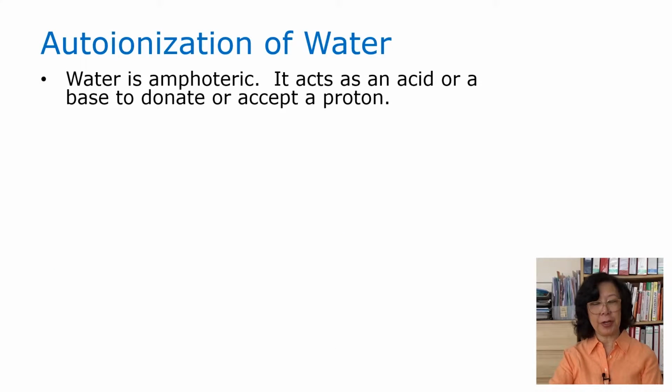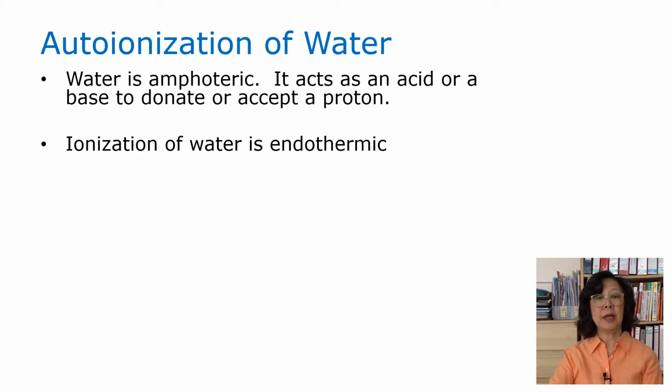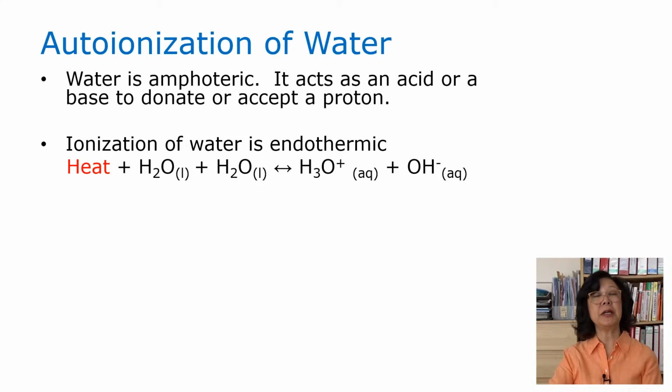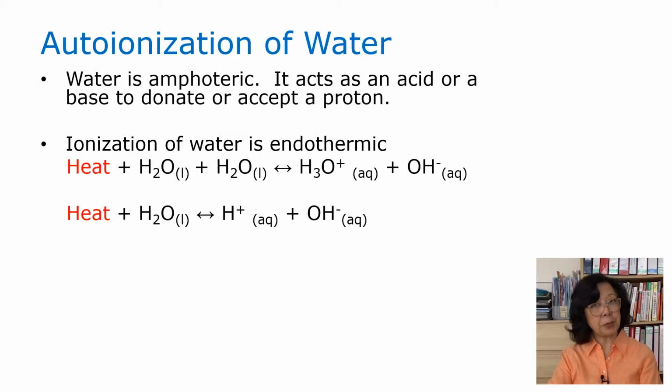Water is amphoteric. It can act as an acid or base to donate or accept a proton. The ionization of water is endothermic, where heat is a reactant, so we can have two water molecules ionize into hydronium ion and hydroxide ion in the proton transfer. Or simply put, we can say heat added to water is ionized into hydrogen ion and hydroxide ion.